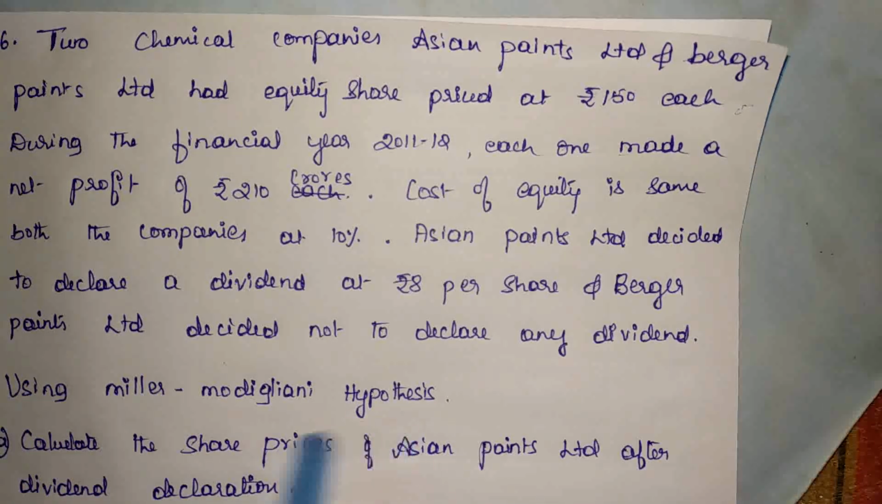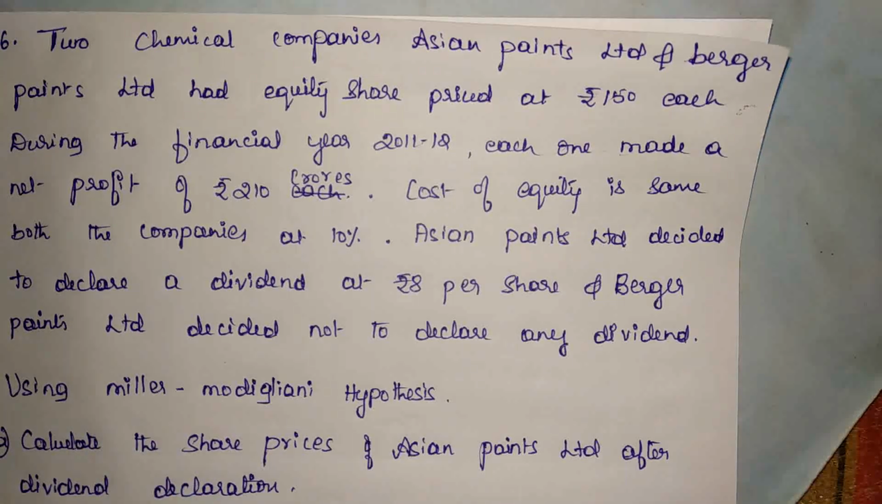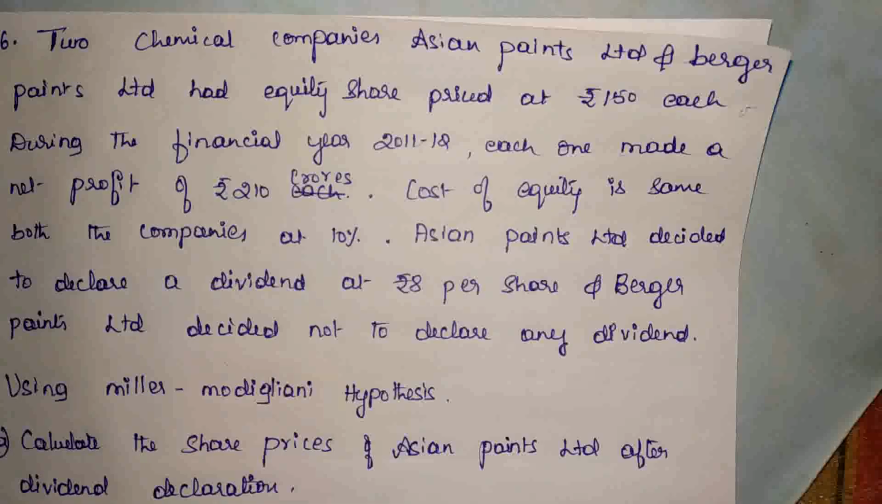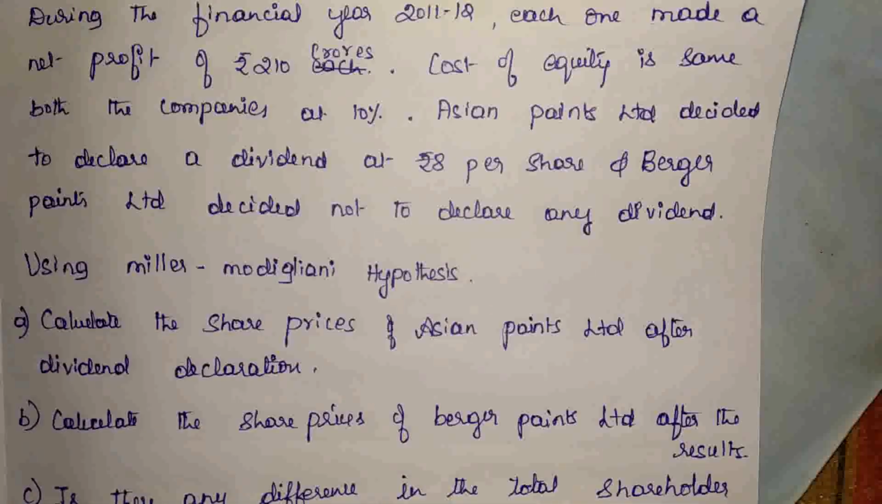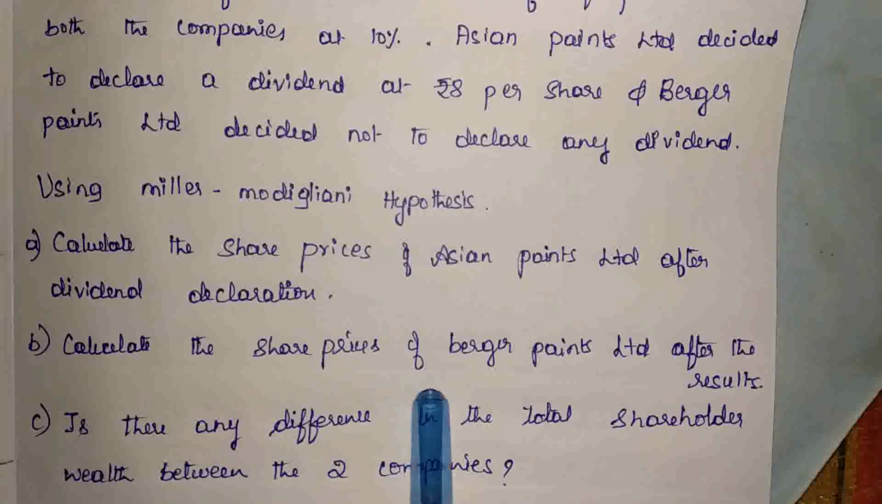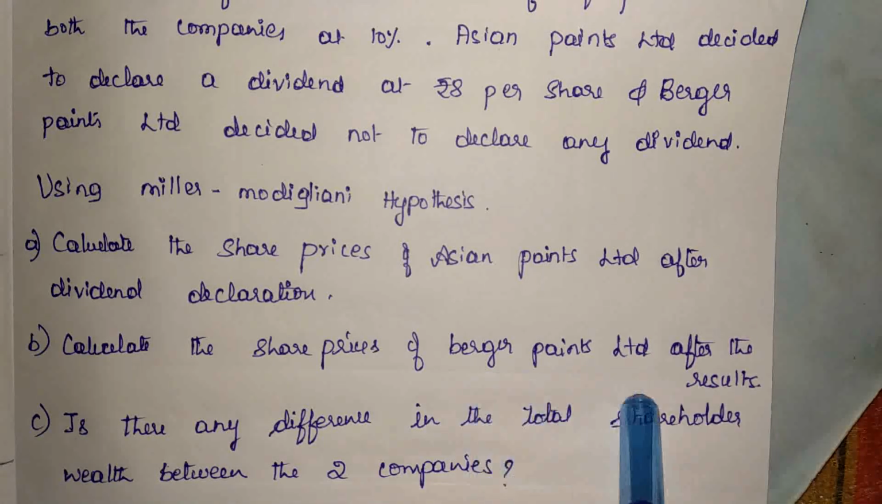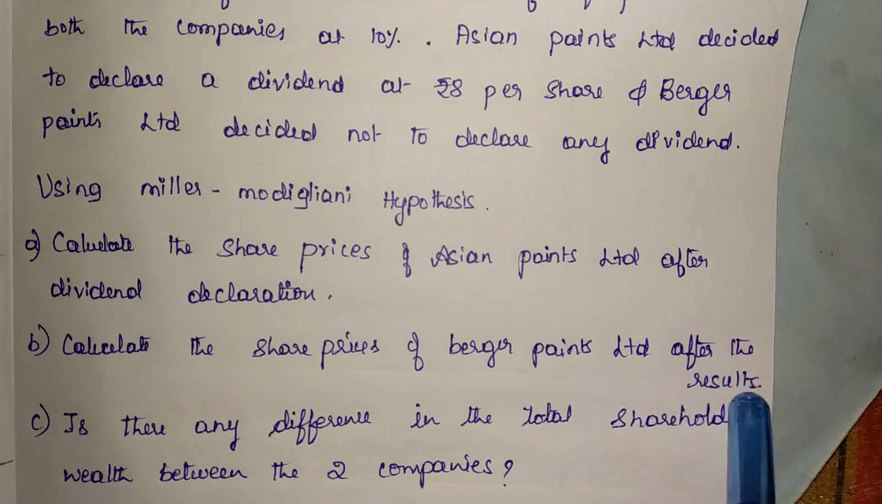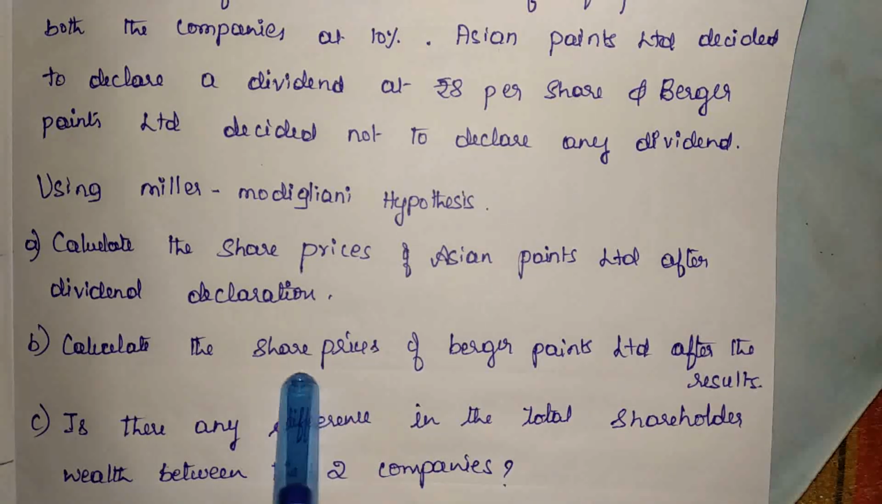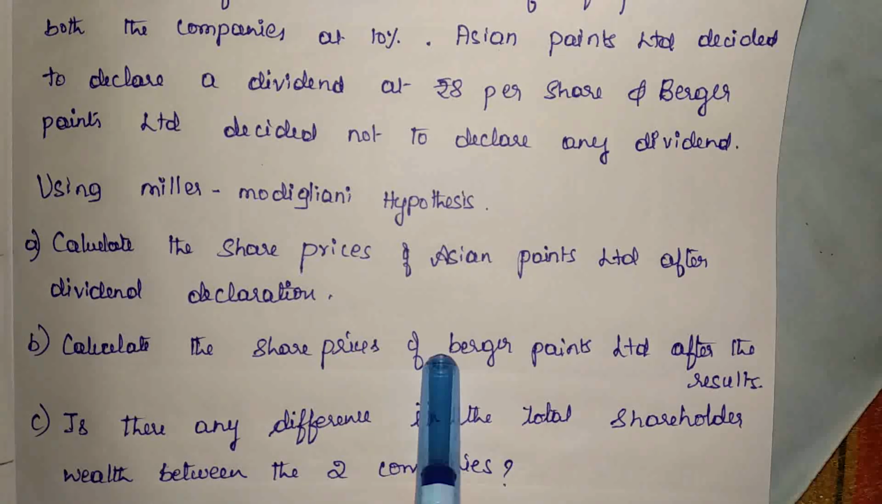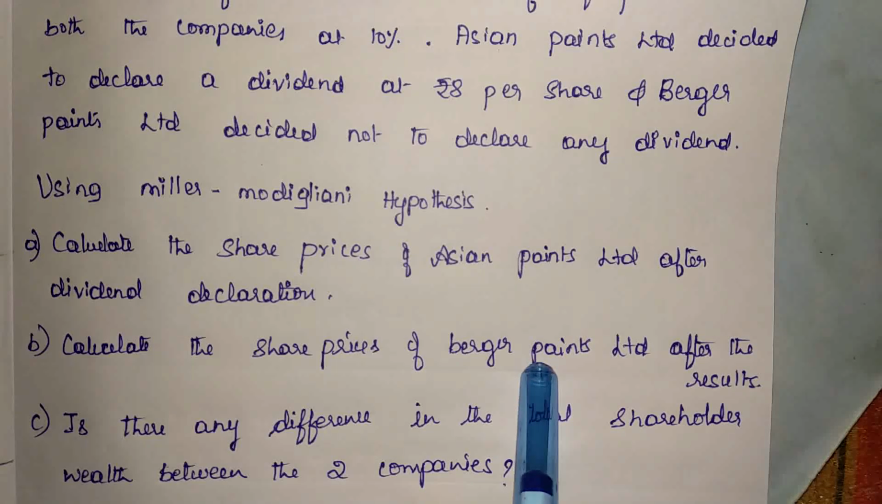Using the Modigliani hypothesis, calculate the share price of Asian Paints Limited after declaration of dividend. Then, second, calculate the share price of Burger Paints Limited after the result. Again we have to calculate the share price after declaration of dividend. Here there is no dividend, but by applying the formula we have to calculate the share price, with the dividend rate being 0.